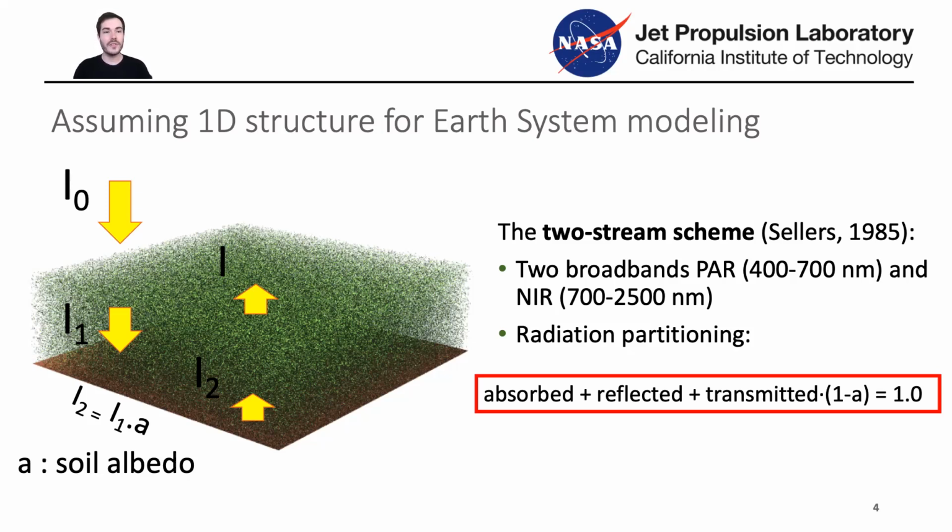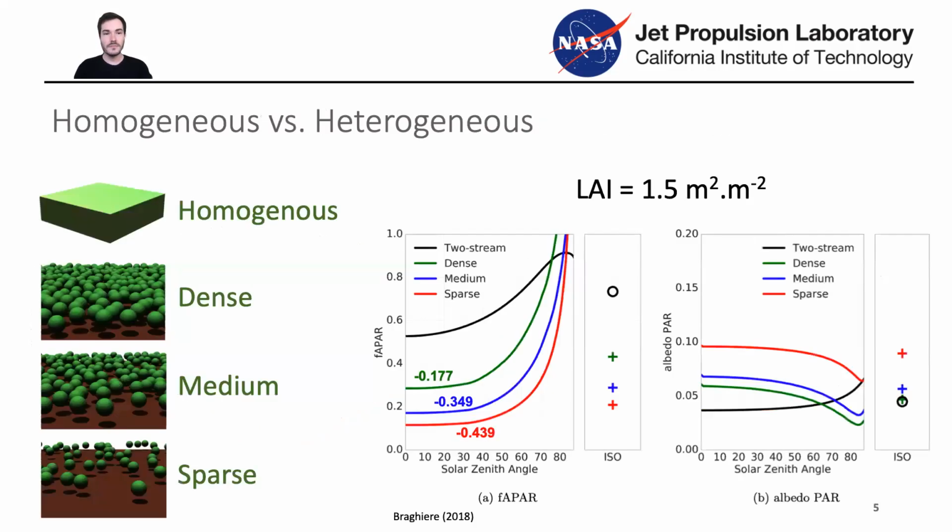And we can think of the radiation partitioning as follows: part of the radiation is absorbed by the canopy and impacts photosynthesis. Part of this radiation is reflected back to the atmosphere, impacting the surface energy budget. And part of this radiation is transmitted through the canopy and interacts with the background soil albedo underneath. When we think about radiation partitioning, we're talking about these three terms of the radiation.